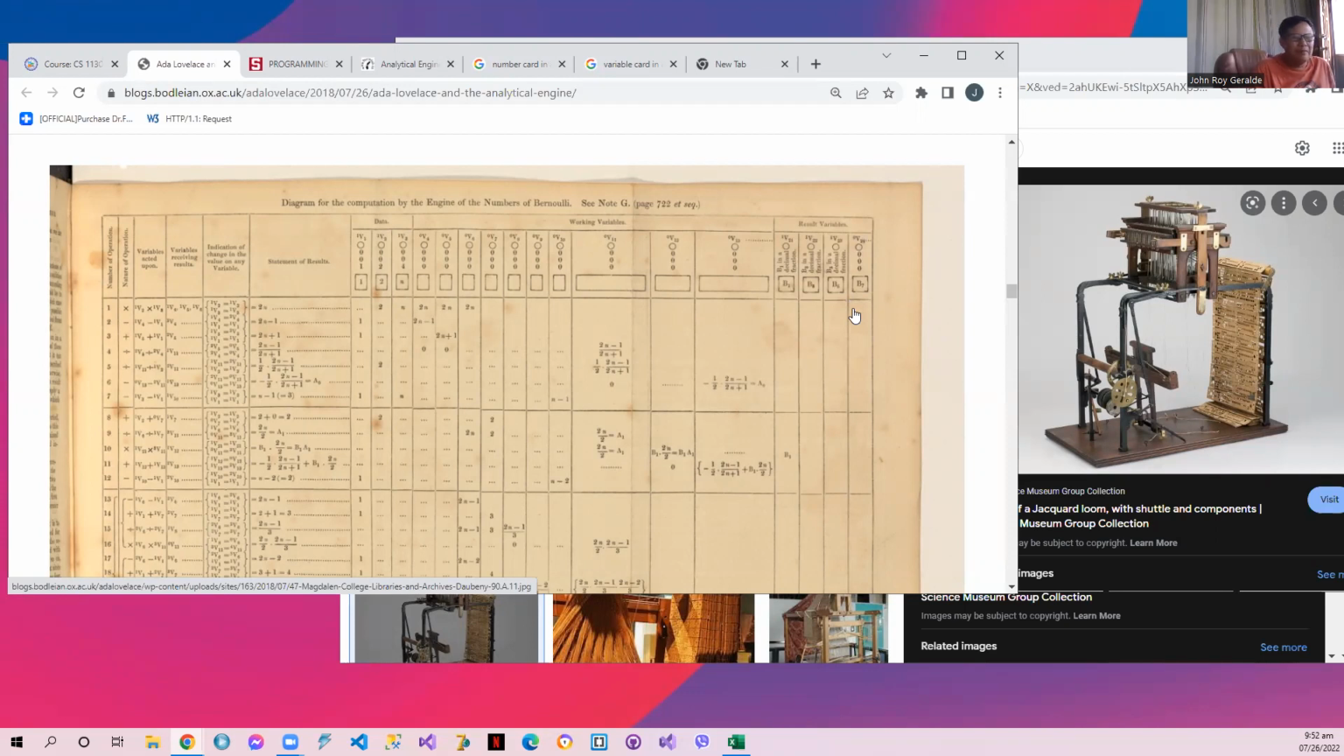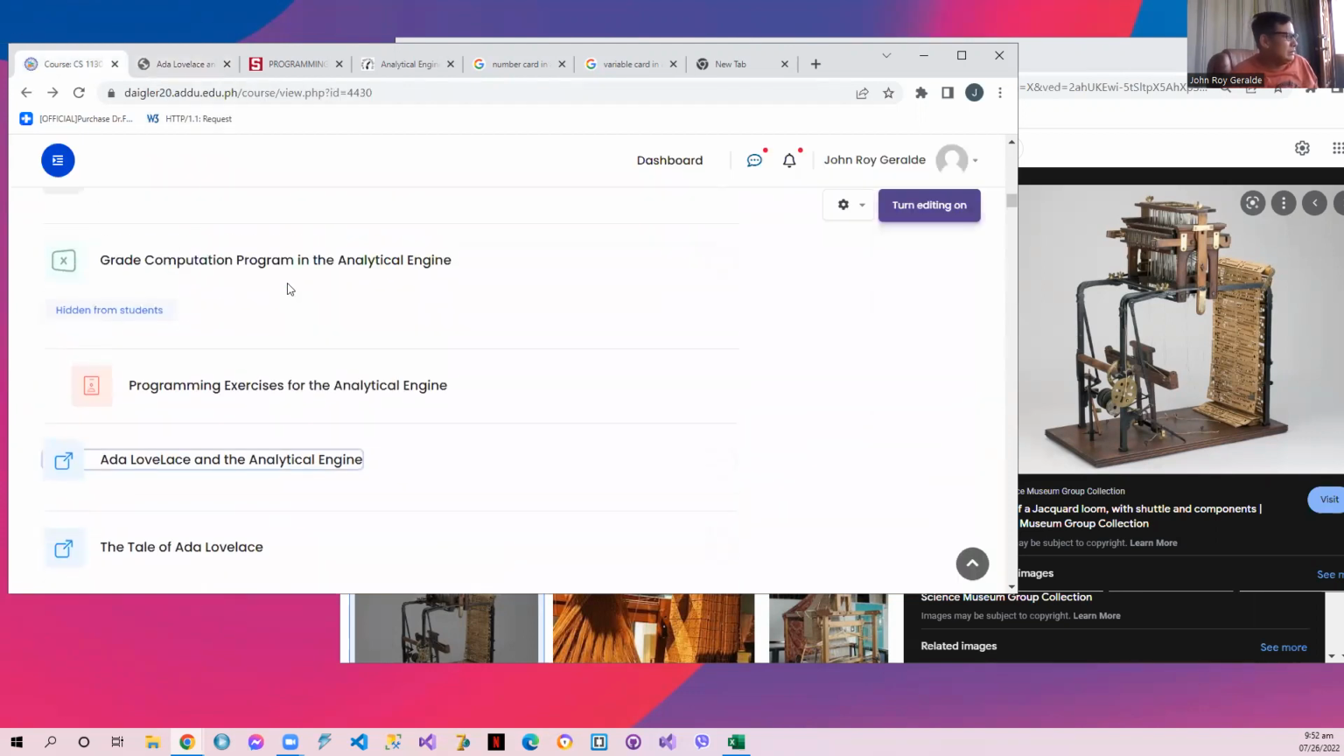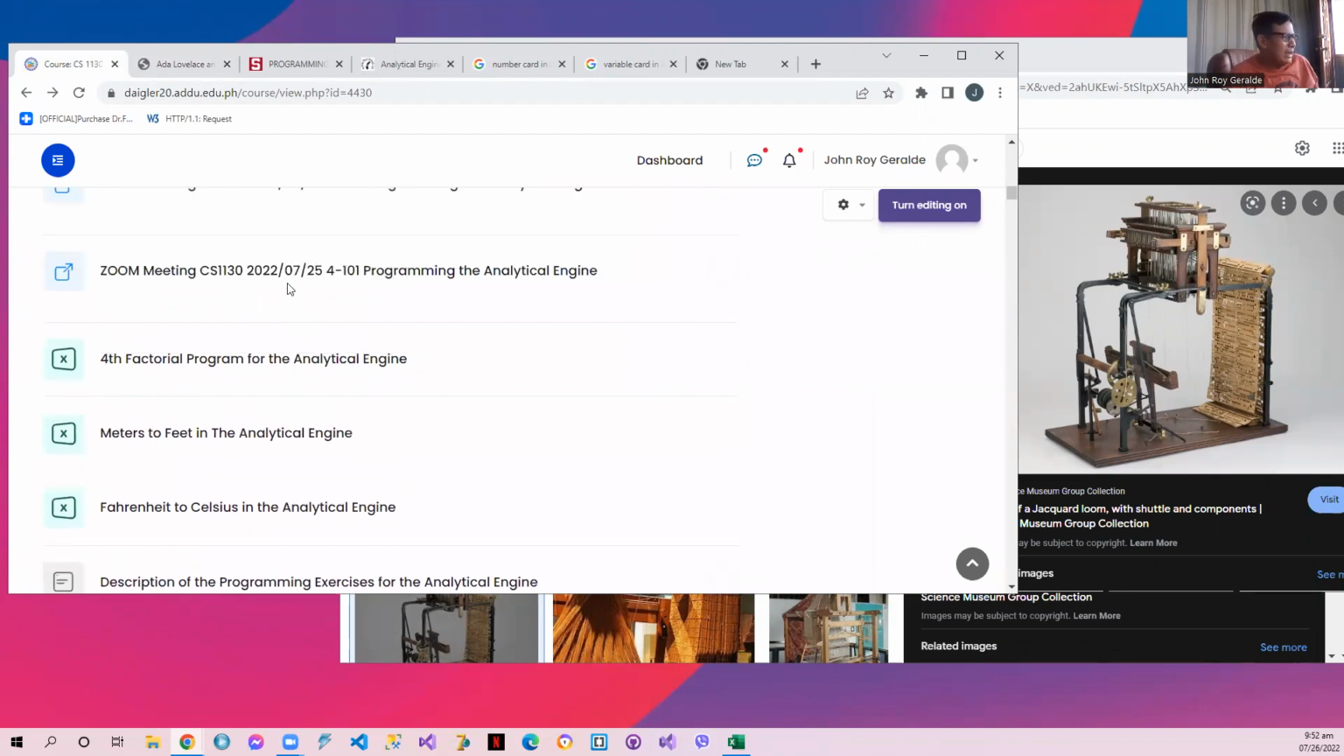Do you follow? Now, this is a very messy worksheet because this is done manually. During that time, there's no Excel. So in our case, instead of using a manual worksheet, we will be using Excel. You can download the 4th factorial program here.